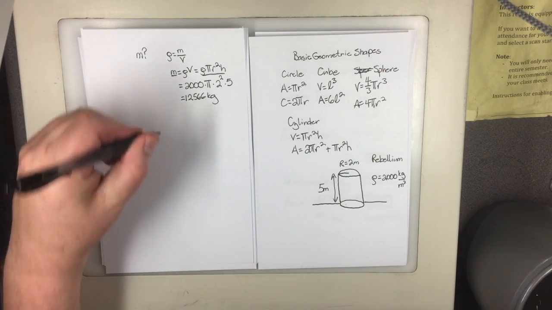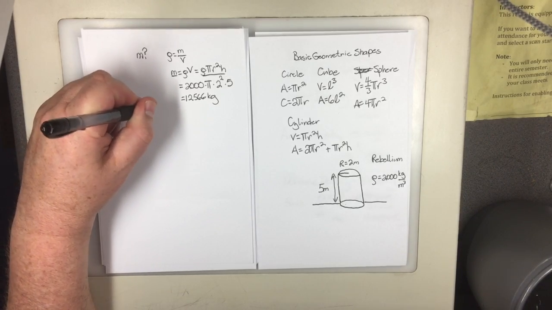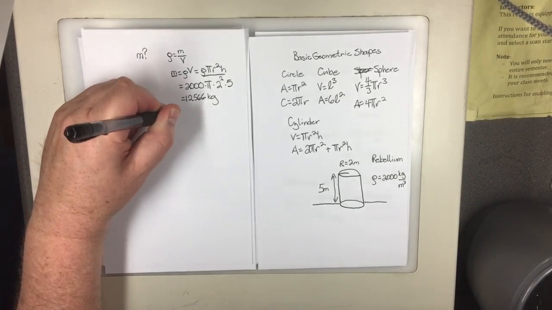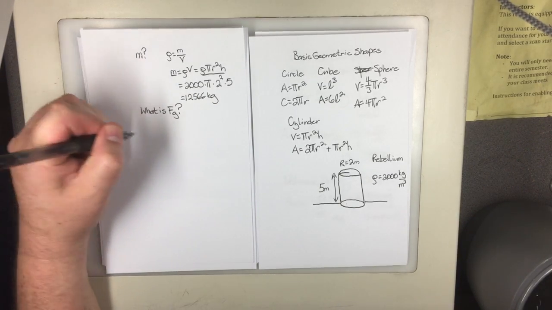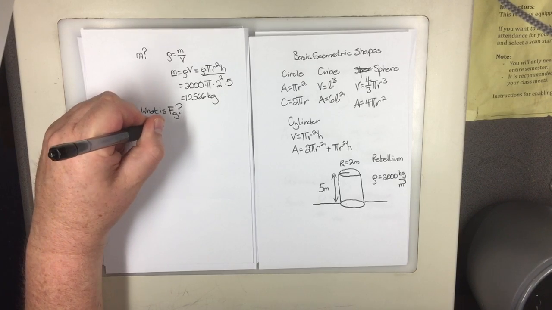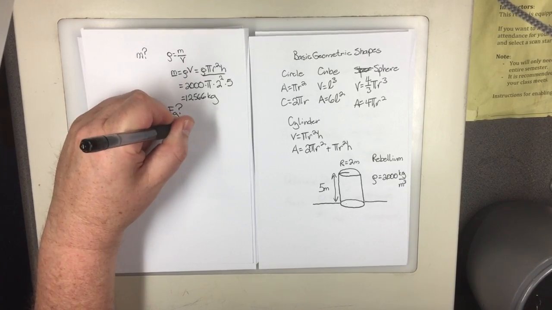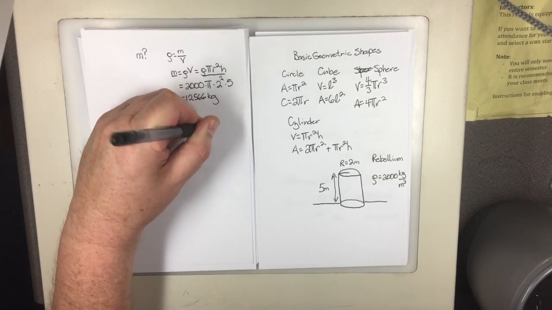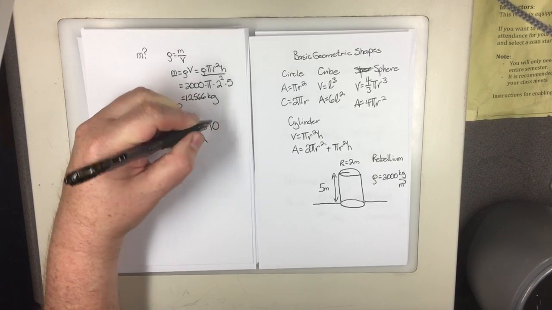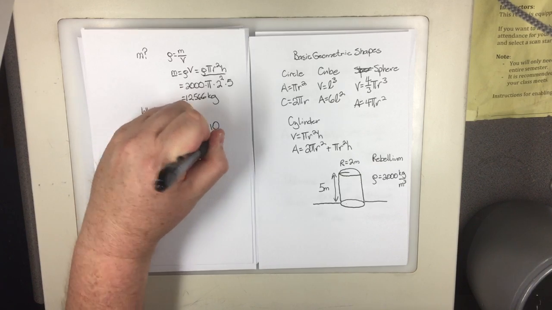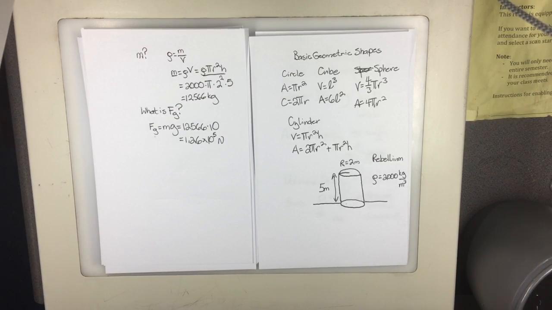Another question. What is the force of gravity of that cylinder on the ground? And this becomes, the force of gravity is just mass times gravity. So 12,566 times 10, or 1.26 times 10 to the 5th newtons. And so that's some basic stuff, some that we've dealt with before, and coupled with now the density.